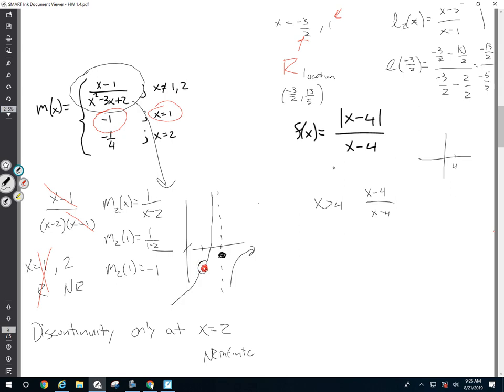Like if I plugged in 5, this stays positive, this will be positive, this simplifies to be 1. If I have x's that are less than 4, well, the top is going to be positive, whereas the bottom is going to be a negative value. This simplifies to be negative 1. So it turns out I'd either have positive 1 or negative 1, either to the right or to the left of 4. So x equals 4 is a discontinuity, but it's a non-removable jump. We need to be familiar with this function.